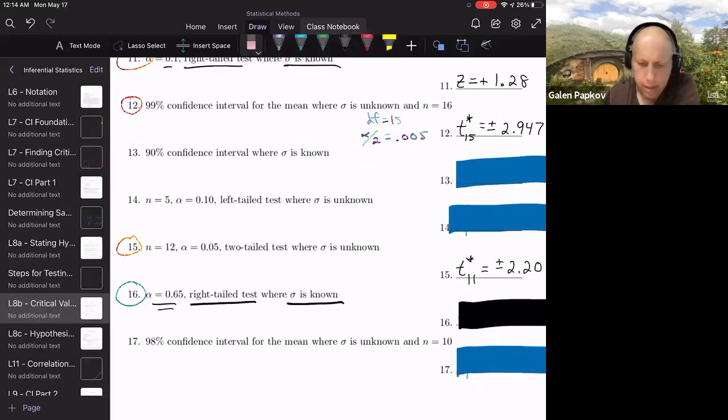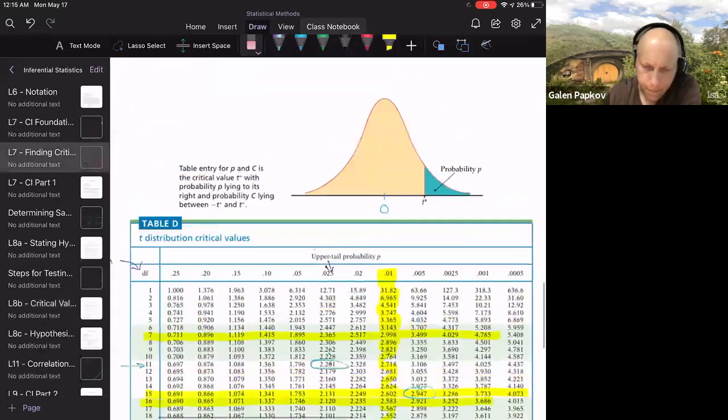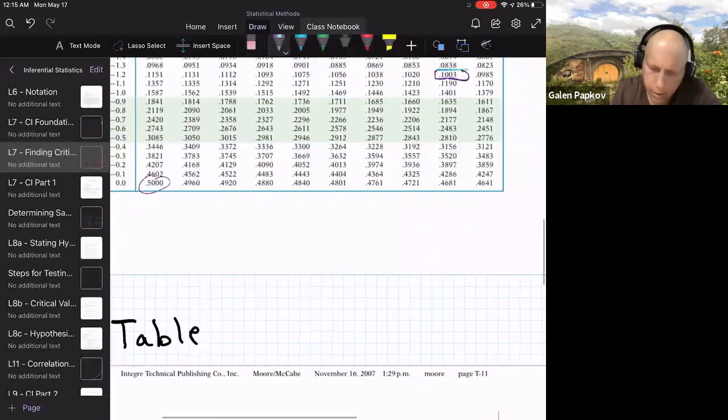This is a right-tailed test where sigma is known. So we're using the z-table. And we want to try to find 0.65. But if you look, you'll see that the largest value is 0.5. So it doesn't go up to 0.65. But we could do a quick sketch just to visualize this.